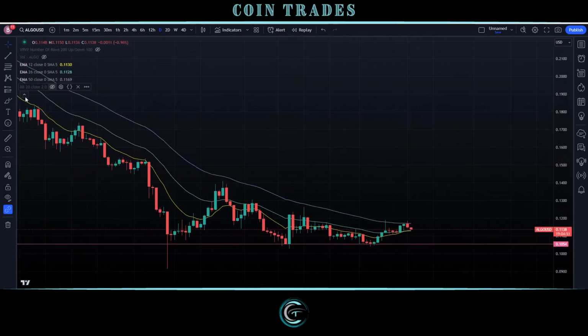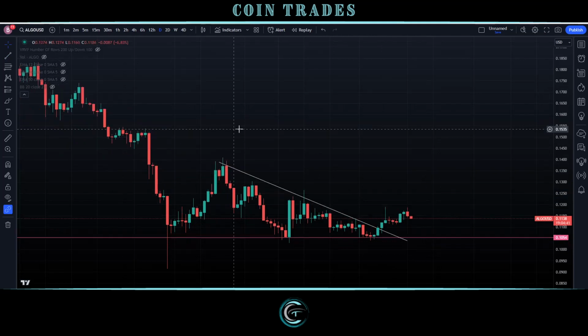Now, one of the things myself and a lot of other people on Twitter and YouTube have also pointed out about Algorand specifically is just the formation of this descending triangle and how now we actually did get a little bit of a breakout. So I'm going to go ahead and turn off the exponential moving averages so we can see it a little bit better. And so yes, very nice breakout, which is exactly what we were talking about, especially with a little bit of follow through, even though we do have this nice upper wick.